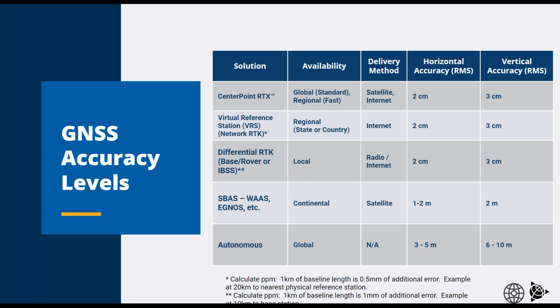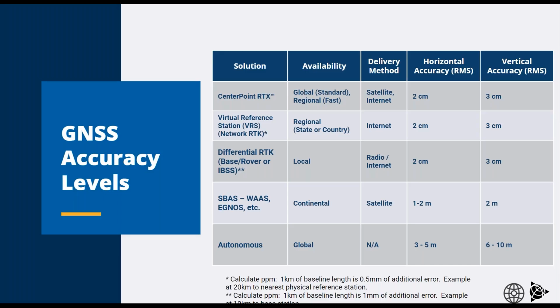So for a real-time network, you still have to think about your baseline length to the nearest physical base station. That adds 0.5 millimeter of error, it's not 1 part per million, but 0.5 part per million of error in the case of a VRS network to your solution. So if you've got 50-kilometer spacing on a nice dense network, and you're standing right in the middle of them, you've got 25 kilometers to the nearest physical base. And you actually have to do the calculation here. At 20 kilometers, you would be at 2 and 3 centimeters.